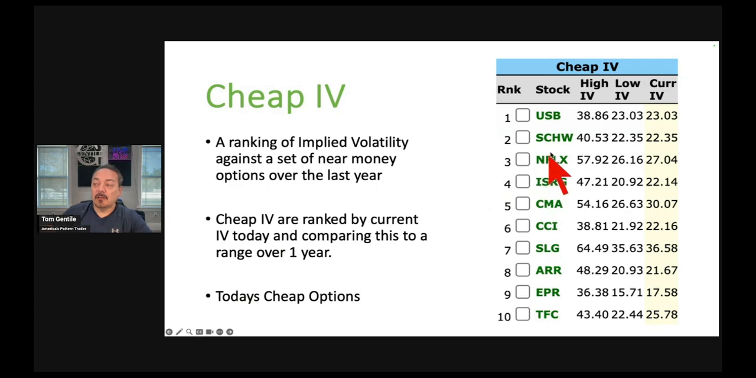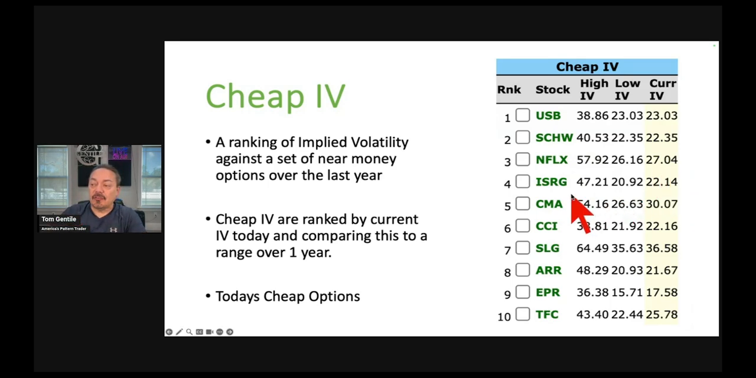So when you look at this, and this comes right off of our software as of this morning, USB has had a 1 year high of 38.86, a 1 year low of 23.03, and look at today, 23.03. And I would say the first few are definitely going to be in that camp. Charles Schwab had a high of over 40 for its 1 year average implied volatility. The low was 22.35. Today, 22.35. New 1 year lows for Schwab. Netflix had a high of 57.92, a low of 26.16, and it's currently at 27.04. That's what puts it in rank number 3.